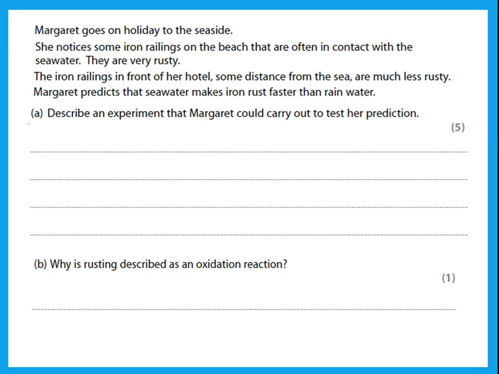Margaret goes on a holiday to the seaside. She notices some iron railings on the beach that are often in contact with the seawater. They are very rusty. The iron railings in front of her hotel, some distance from the sea, are much less rusty. Margaret predicts that seawater makes iron rust faster than rainwater. Describe an experiment that Margaret could carry out to test her prediction. So she wants to determine whether seawater makes the iron rust faster than rainwater. So how can she set up the experiment?